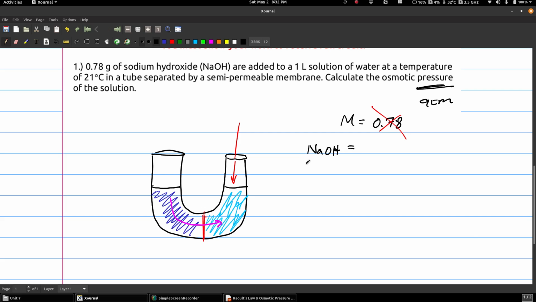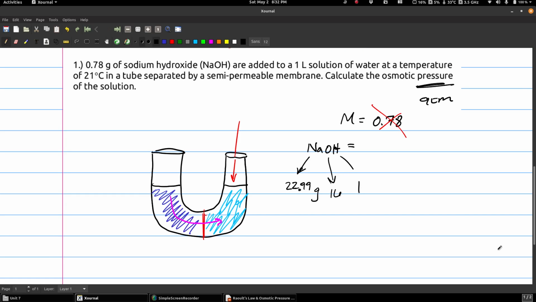So sodium hydroxide, this is 22.99, and that's grams, that's 16, and that's 1. So you could either go with 39.99, which is what it adds up to, or you can just round it to 40. It doesn't really matter in the grand scheme of things. It's not going to change your answer by that much.